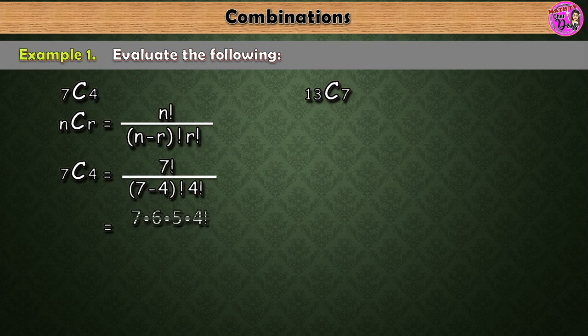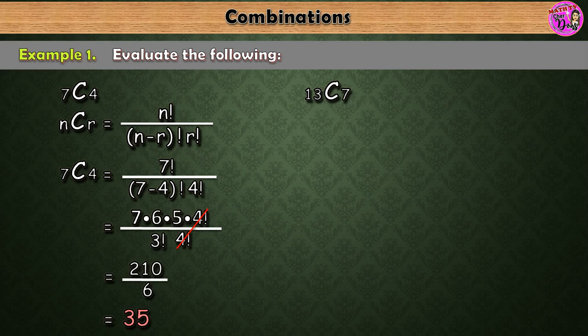Simplifying it, we have 7 times 6 times 5 times 4 factorial over 3 factorial times 4 factorial. Cancel out 4 factorial. We are left with 7 times 6 times 5. That's 210 divided by 3 factorial, which is equal to 6. So 210 divided by 6 is equal to 35.